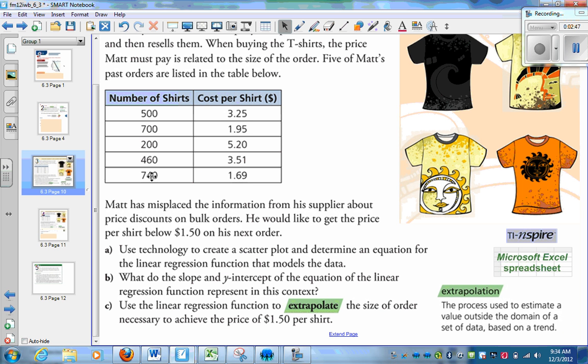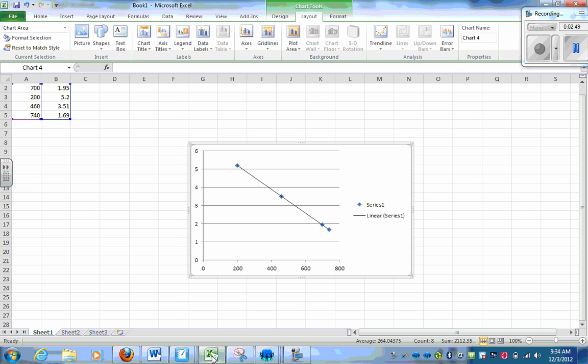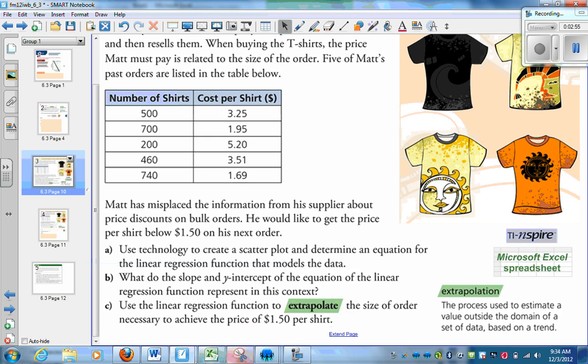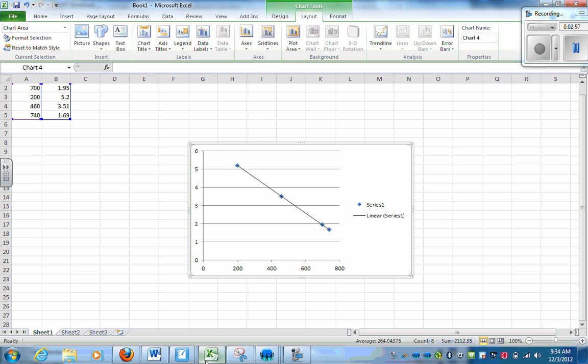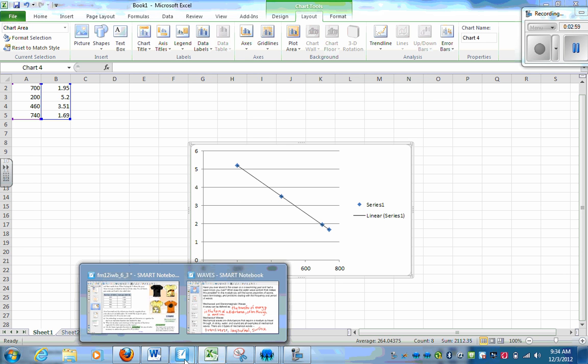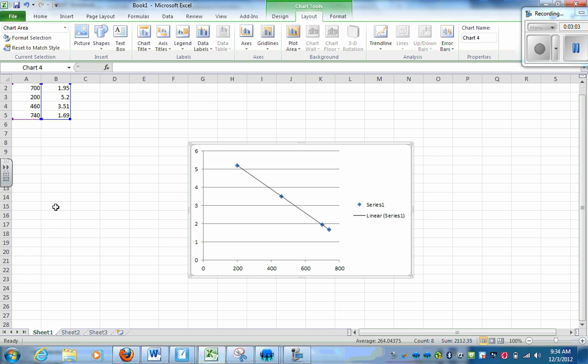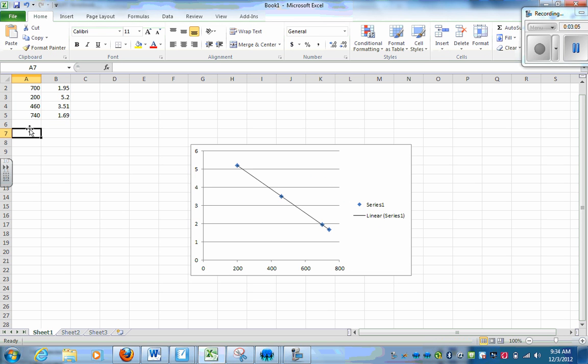I did erase something. Let's see what I erased. I forgot 500 and 325. Let's just add that in. 500 and 325. I must have erased it. Okay, so now I'm going to re-put that in.